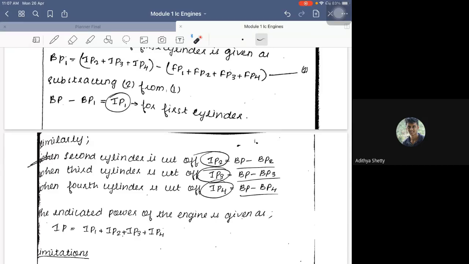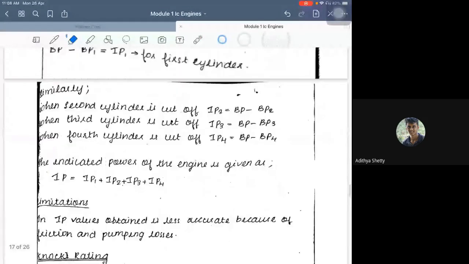If it seems confusing, or like a very lengthy process, definitely it is not. It is very, very easy. Once you solve the problems on it, definitely you will feel comfortable. Any doubts in this? Any doubts, guys? Okay.